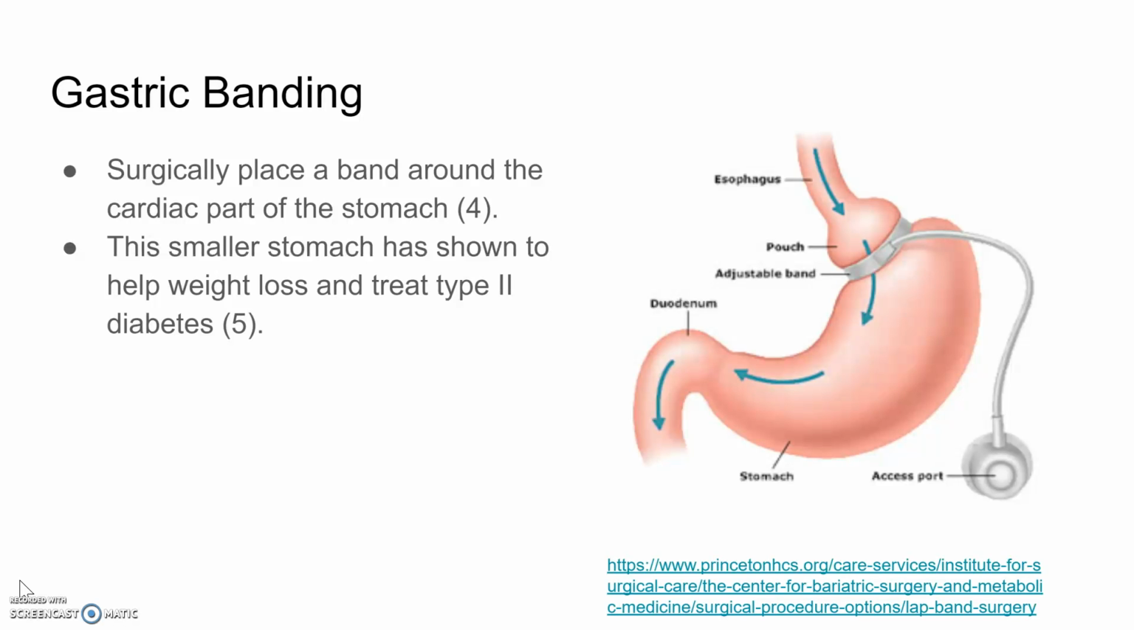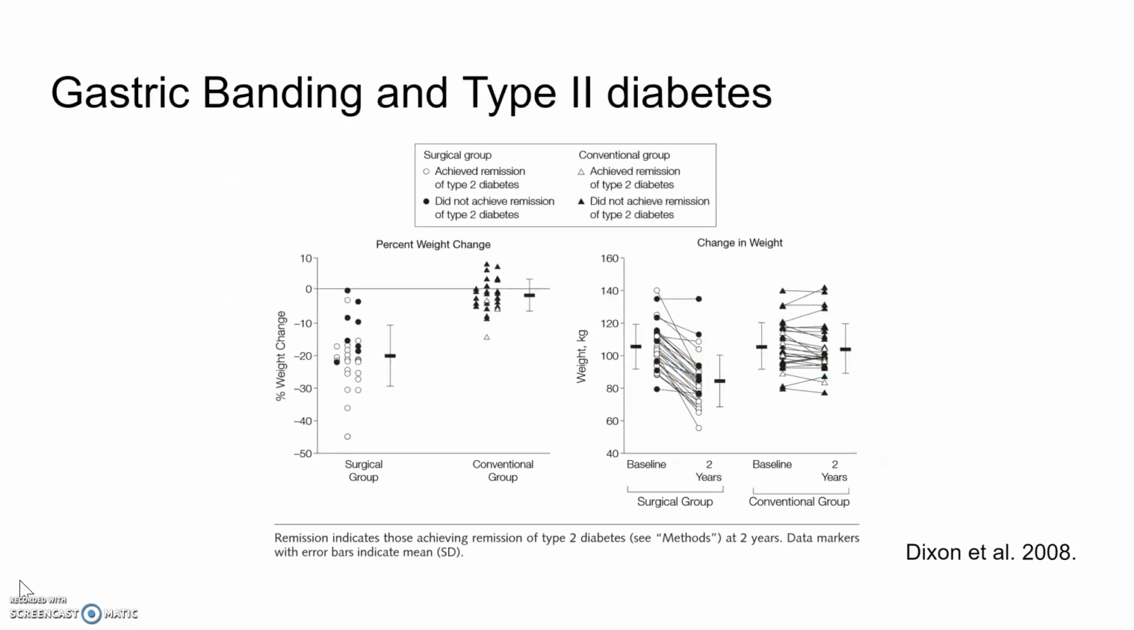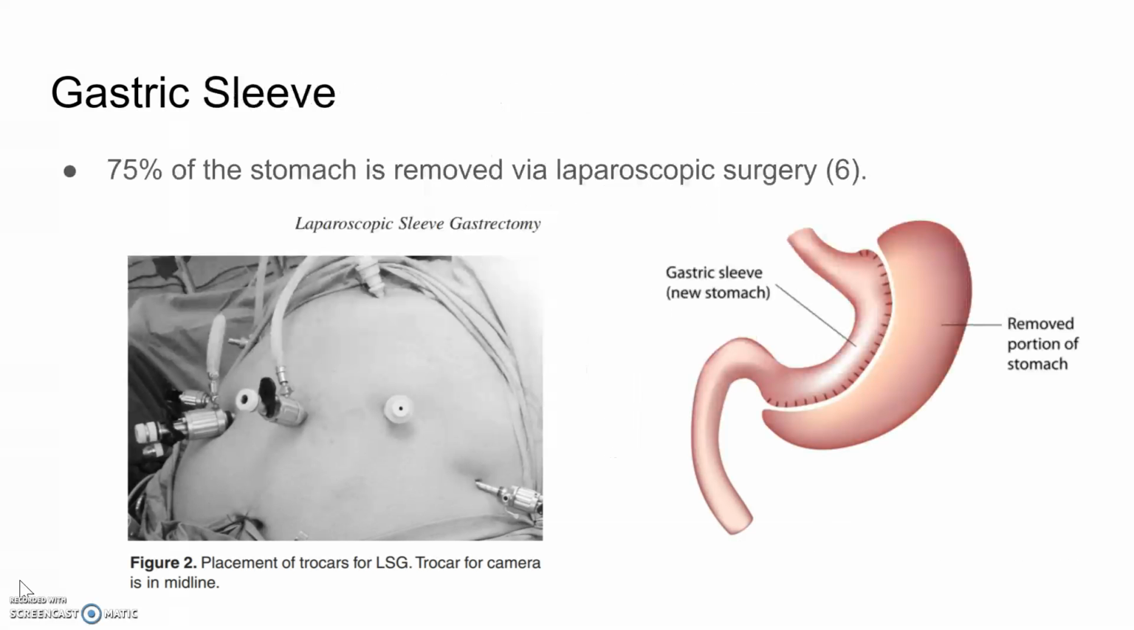So, along with the weight loss, gastric banding has also been shown to treat type 2 diabetes post-operation. So really quickly, this study looked at the results of gastric banding surgery on patients with type 2 diabetes. This figure compared both weight loss and type 2 diabetes remission between a surgical group and a conventional group. It was found that the surgical group lost more weight and had a higher prevalence of type 2 diabetes remission. It is pretty cool that anatomical changes can help improve our physiology.